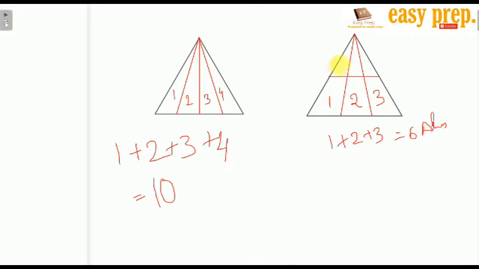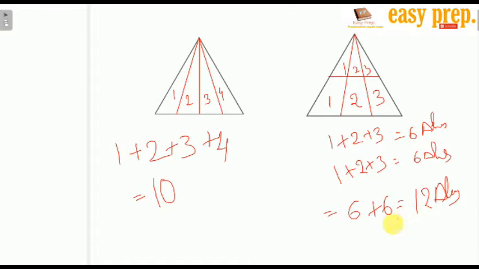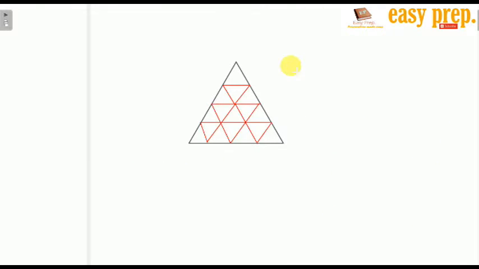Then for the upper part also write the numbers 1 plus 2 plus 3, then add those numbers of triangles. So 1 plus 2 plus 3 equal to 6 triangles. So in total there will be 6 plus 6 equal to 12 triangles, friends, in this kind of figure. Simply number the parts and add the numbers. That's it, friends. And let us look into another figure.